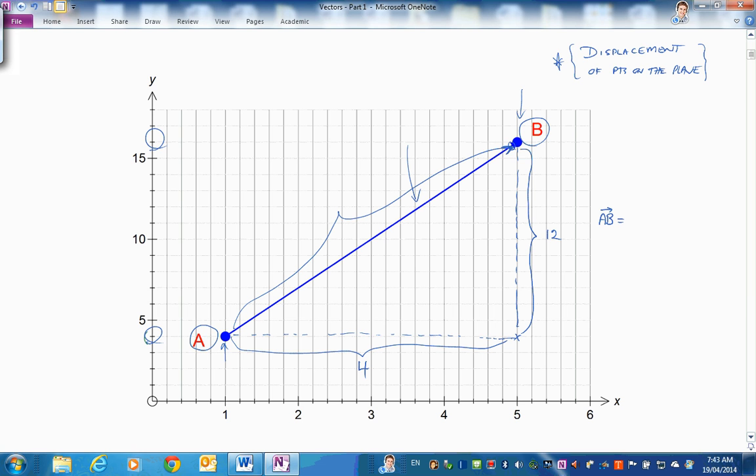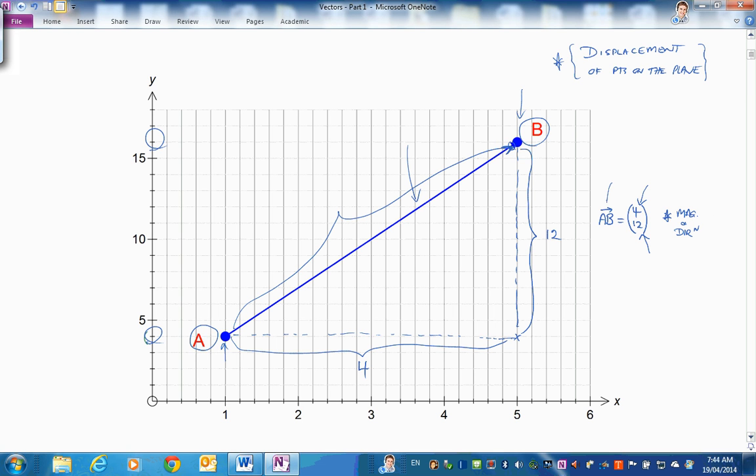Now, we're not going to use slopes. That's coordinate geometry. We're going to use something else. Have a look and see if you can see what I'm doing here. I'm going to say the vector AB is represented by that. Can you see what I've done? I've said A has been moved to B by a component of 4 units in the x direction and 12 in the y direction. What a neat way of representing the magnitude and the direction of that displacement, or that vector.